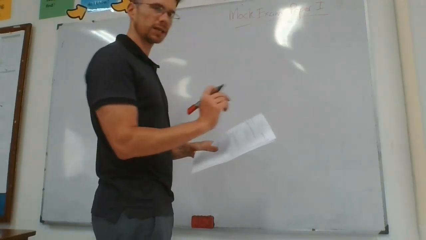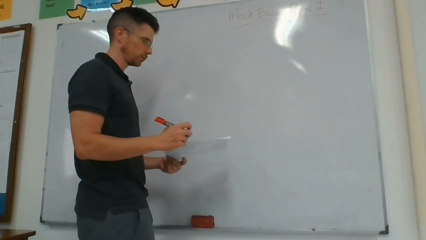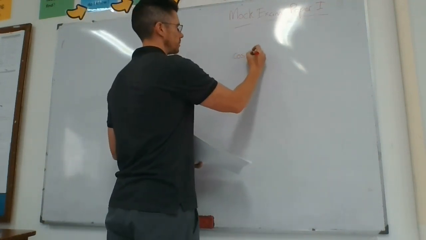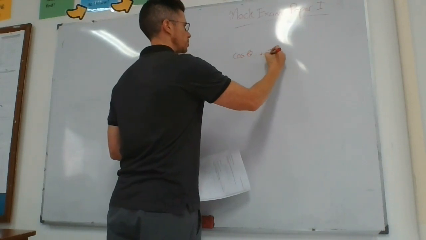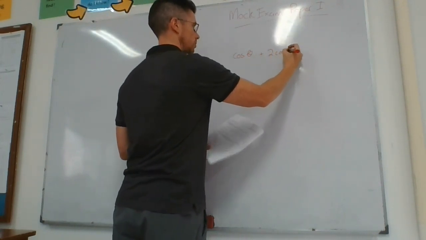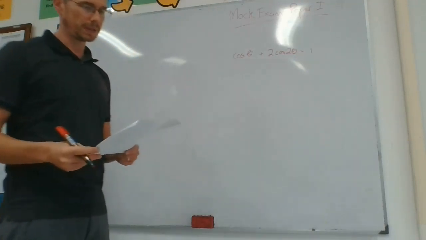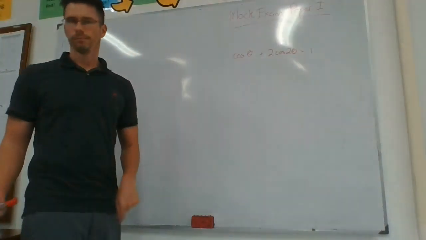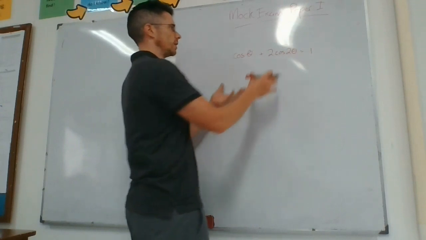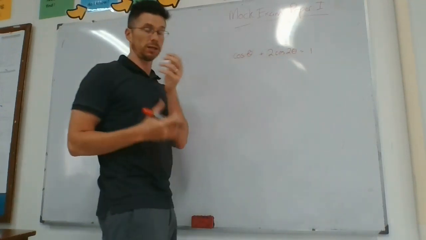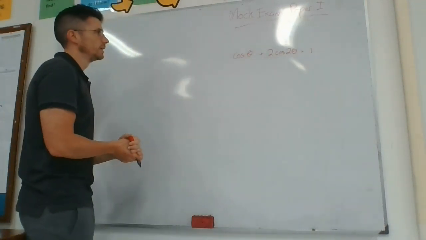So in this case, looking at that table that you hopefully can see in front of you, cos theta plus 2 cos 2 theta has to be 1. Know that they have to add to 1. Now this looks like a trigonometry identity that we have to solve.